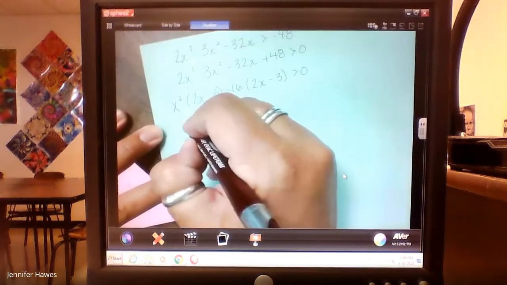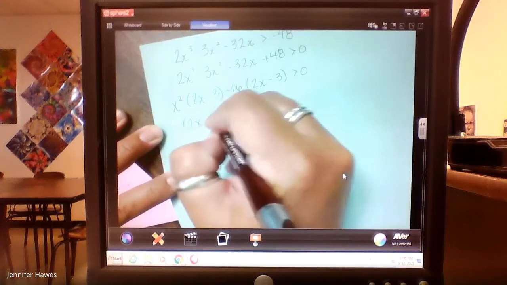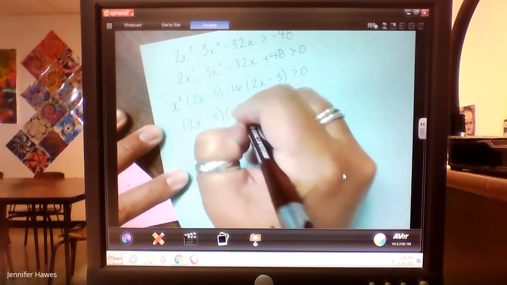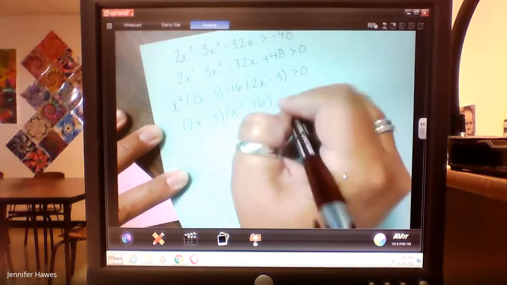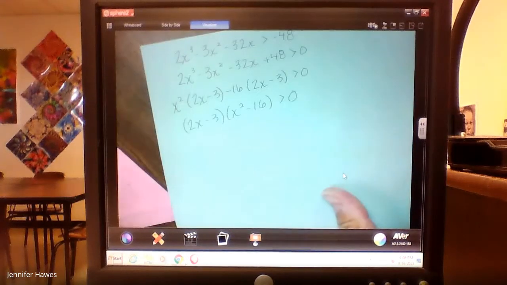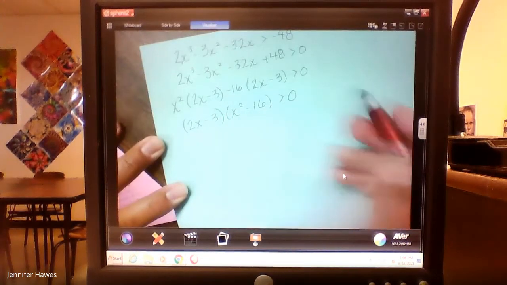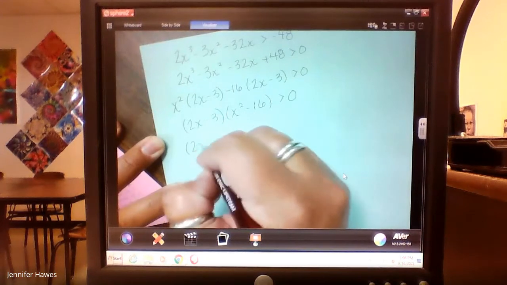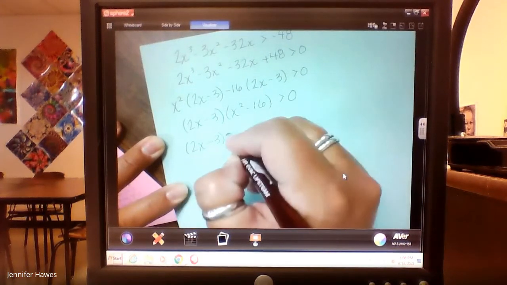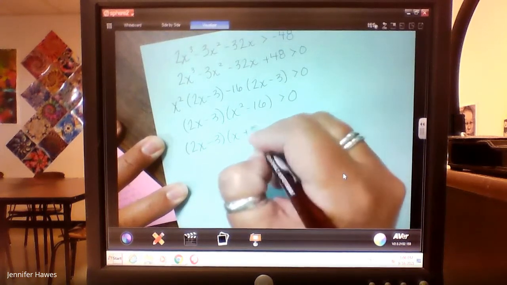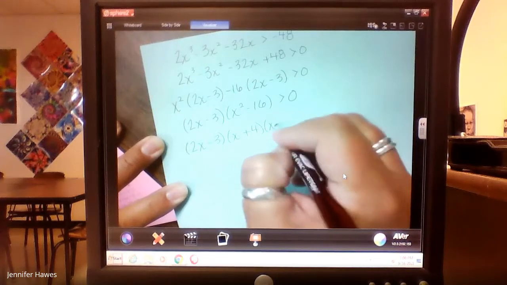Okay, so now I'm going to take that out, and then I'm left with x squared minus 16. That's my other one. Now, factor that x squared minus 16. What's that one going to be? Thank you, x plus 4, x minus 4.